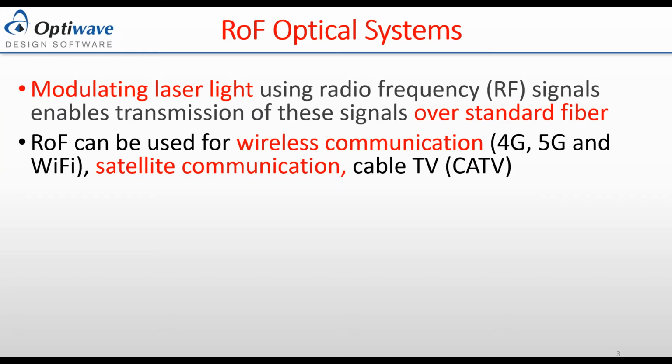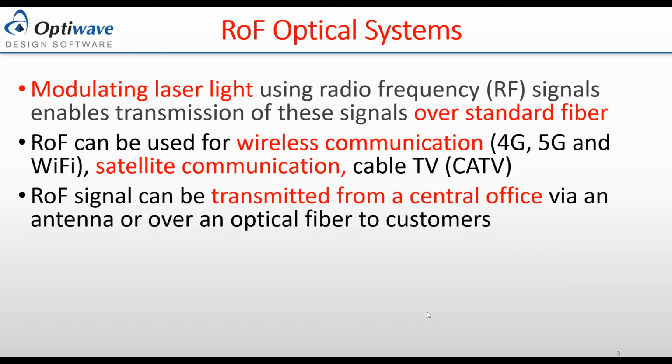Radio over fiber communication systems are implemented in wireless communication systems for 4G, 5G, and Wi-Fi, as well as in satellite communication, where the signal in the L-band in the range of 950 megahertz to 2.15 gigahertz is used, and in cable TV, where signals in the range between 54 to 870 megahertz modulate lasers at 1310 nanometers or 1550 nanometers.